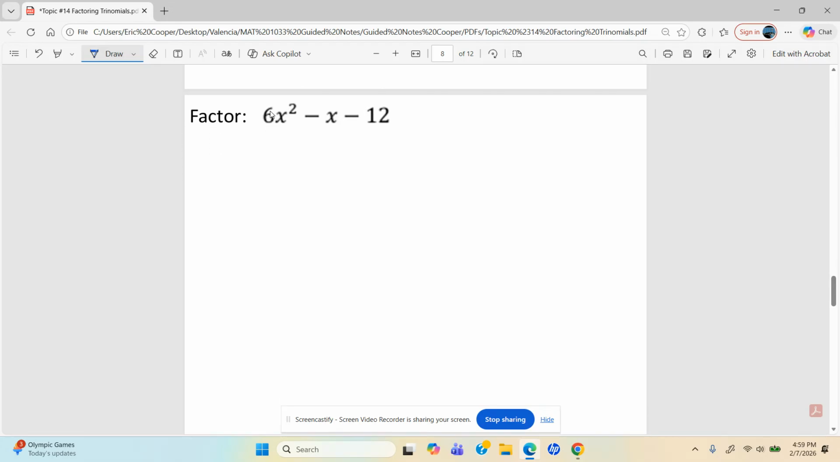So again, a is 6, so I have to do the AC method. So I'm going to take a times c, which is 6 times negative 12, making sure we include the sign for anything that we need to. 6 times negative 12 is negative 72. It's got to multiply to negative 72 and add up to negative 1.